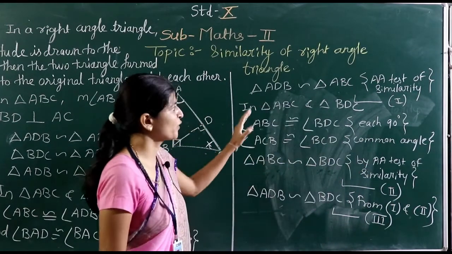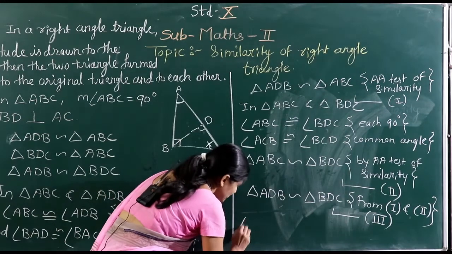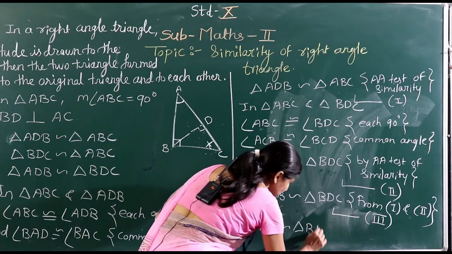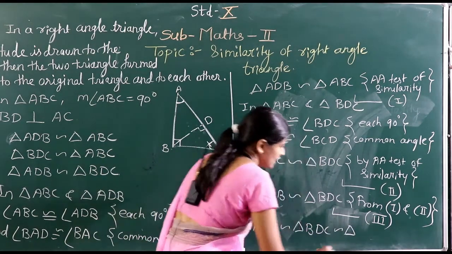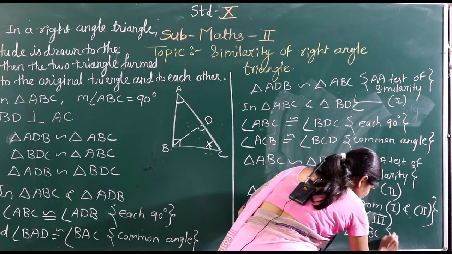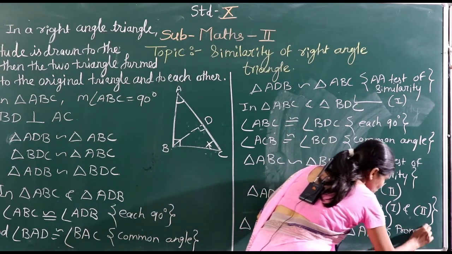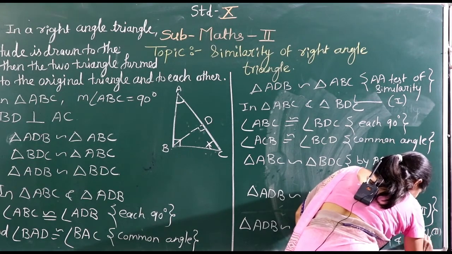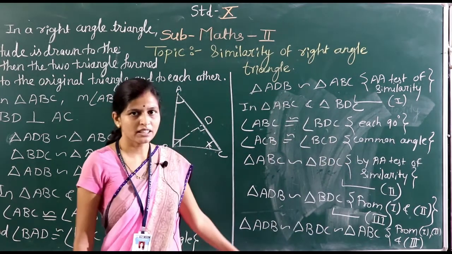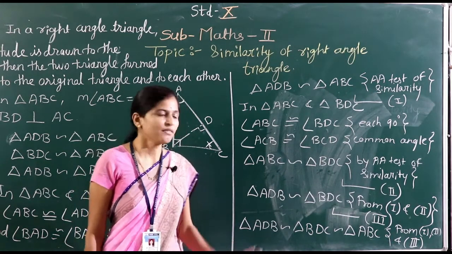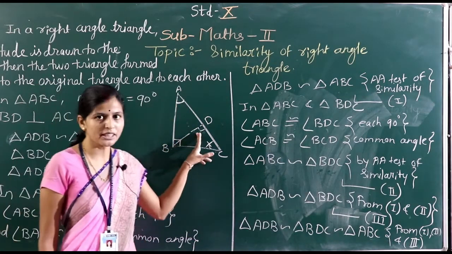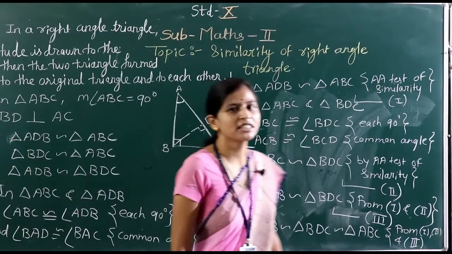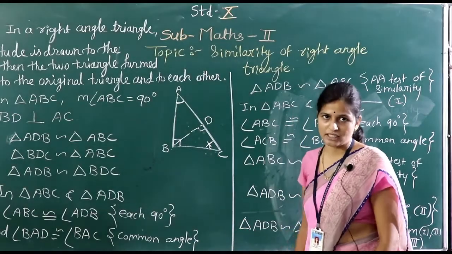So what we get from equation 1, 2 and 3? We get from equation 1, 2 and 3 triangle ADB is similar to triangle BDC is similar to original triangle, that is triangle ABC. This is the theorem. Means we have to prove that if the altitude is drawn from the right angle of a right angle triangle, we get 3 triangles and these 3 triangles are similar to each other.